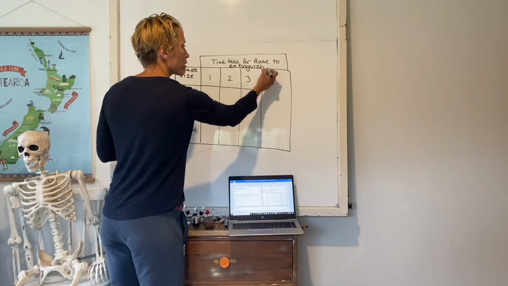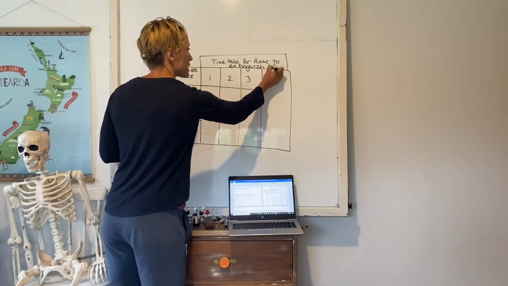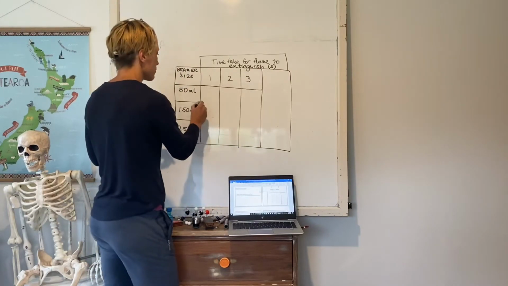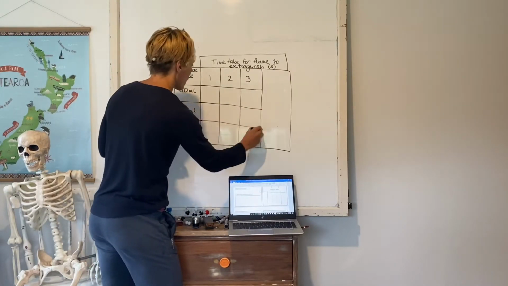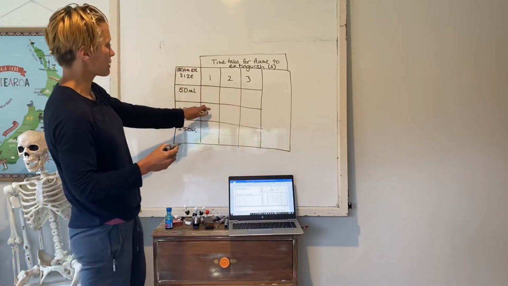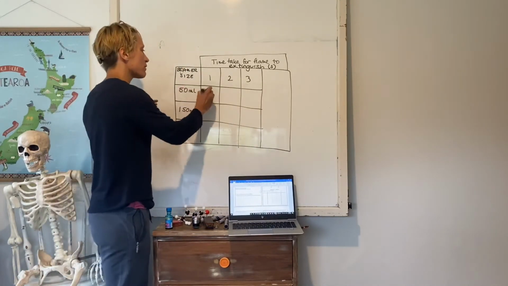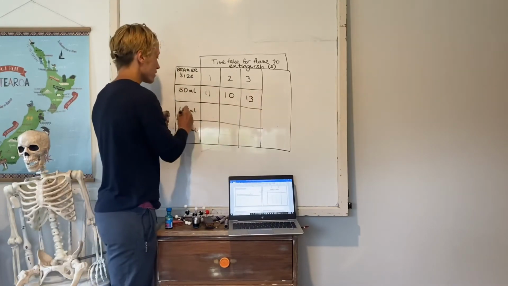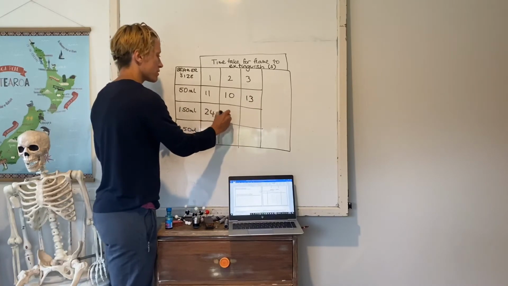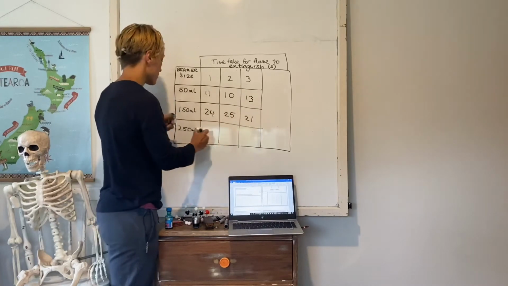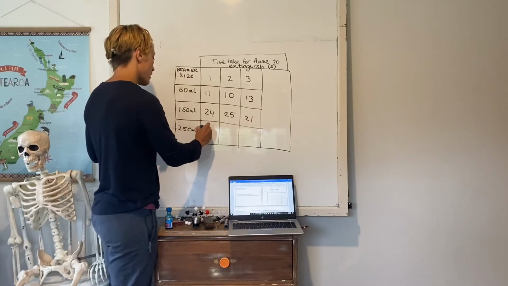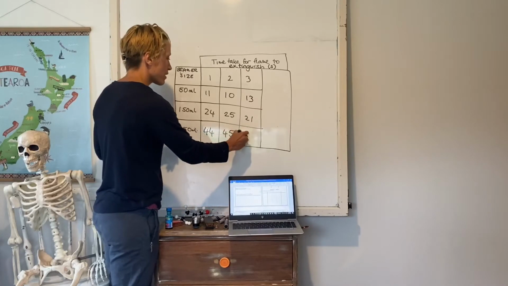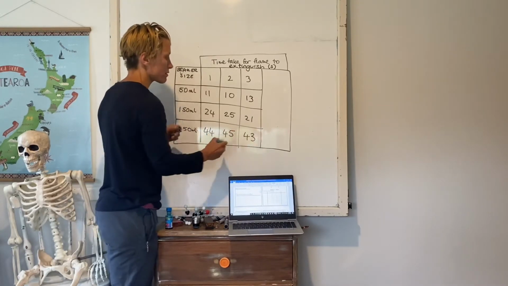And because we know we're going to time that, we can say here that that's going to be in seconds, and we can just write an S in brackets, and that means we don't have to put it in our table because we've set it up here. So however many seconds it took for your flame to go out or extinguish, we're going to write those seconds here. So let's now pretend at 50 ml it took 11 seconds, 10 seconds, 13 seconds. At 150 ml it took 24 seconds, 25 seconds, 21 seconds. At 250 ml it took 44 seconds, 45 seconds and 43 seconds.